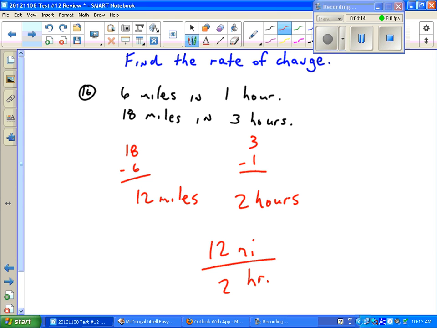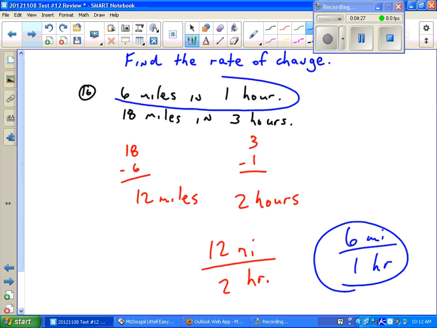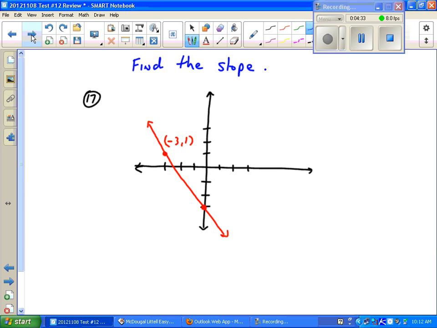And then when you simplify that, and again, this one comes out just like last week, when you simplify 12 divided by 2, you get 6 miles per 1 hour, which is exactly what it told you at the beginning. But the rate of change is 6 miles per hour, or in this case, it was 12 miles over 2 hours.